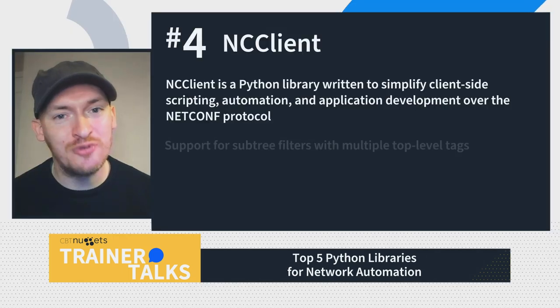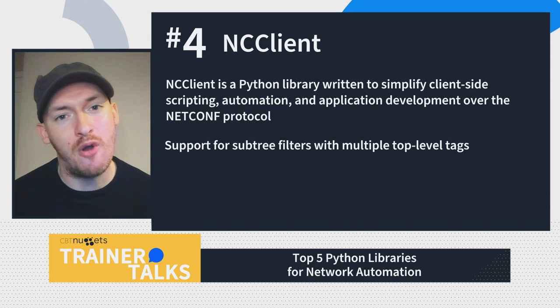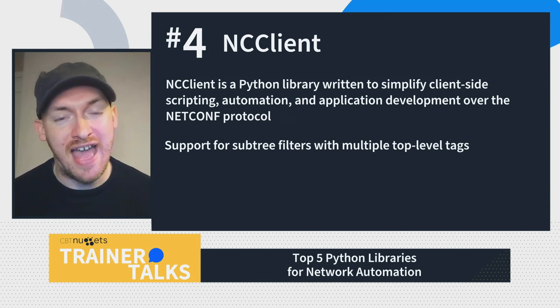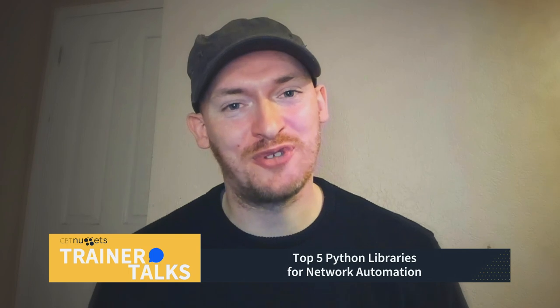NC Client also supports the ability for subtree filtering, as well as the extremely powerful XPath filtering. In essence, if you're going to be automating over NetConf, there's a high chance you're going to be using NC Client. Now, the fifth Python library that you should install is something called the Request Library.